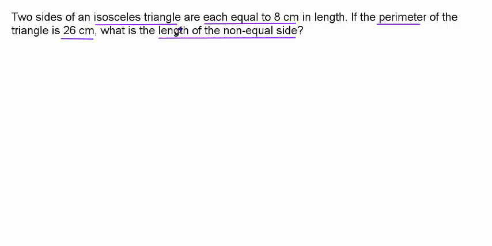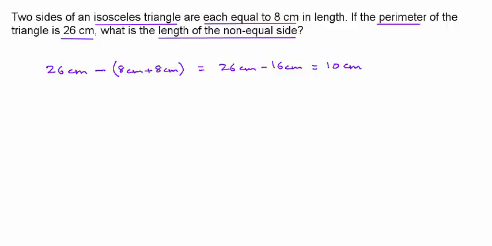To find the length of the non-equal side, we do 26 centimeters, that's the perimeter, minus the sum of the two given sides, that is 8 centimeters plus 8 centimeters. So this is equal to 26 centimeters minus 16 centimeters. So the length of the non-equal side is 10 centimeters.